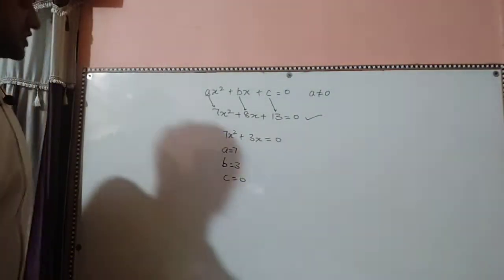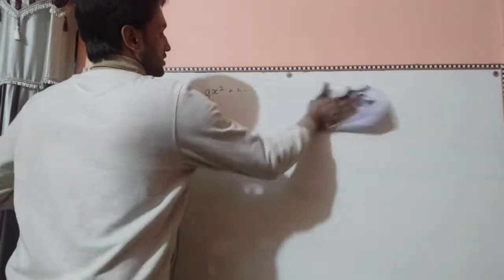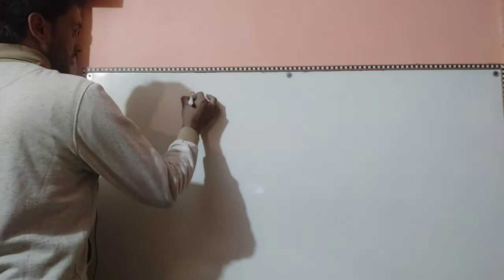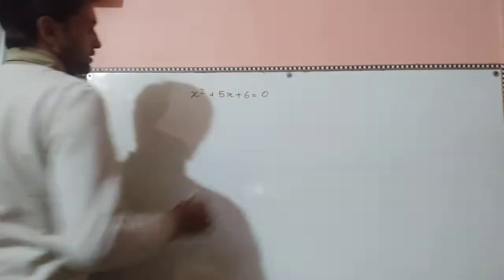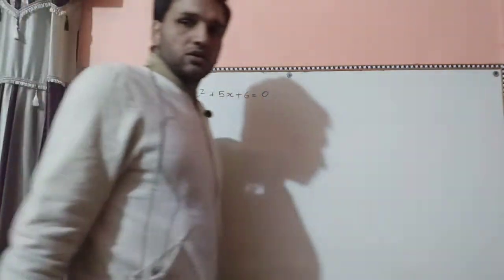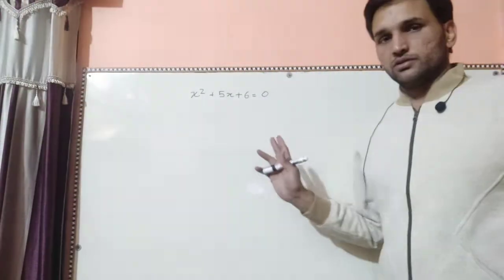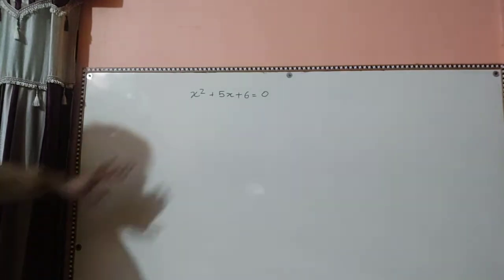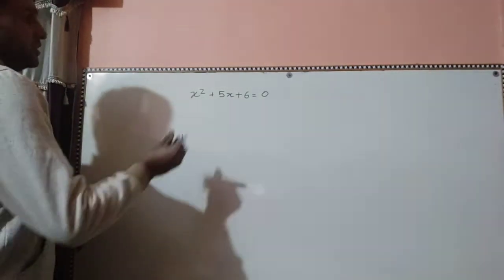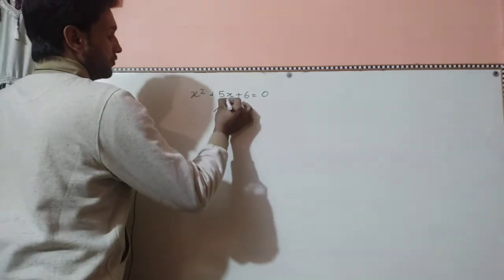Next, we will discuss the method of splitting the middle term to find the roots, or you can say solution, of the given quadratic equation. For example, we have a given equation in the form x square plus 5x plus 6 is equal to 0. We have to find the roots of the given quadratic equation, and the method is also mentioned, splitting the middle term, that is also called the factorization method, in which we will split the middle term, that is 5x for this question.